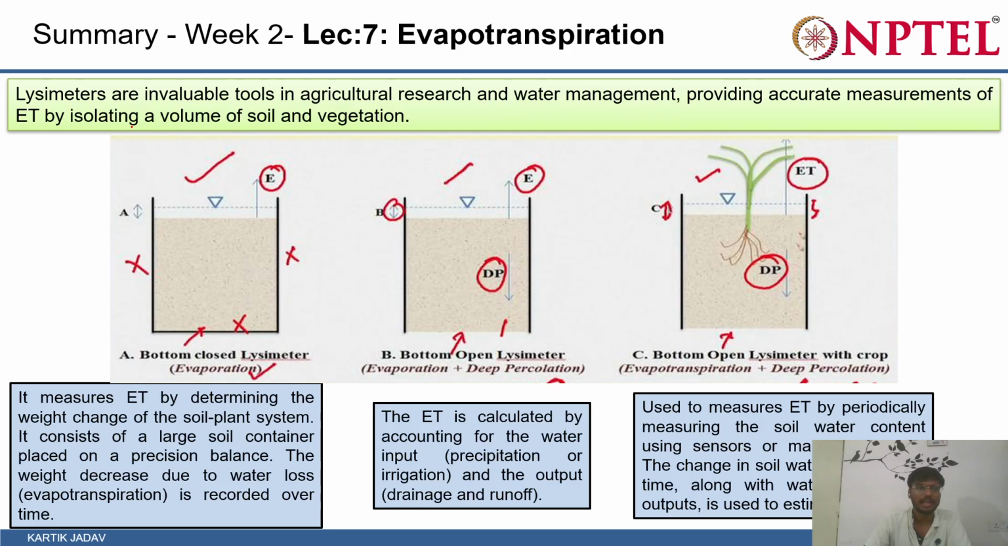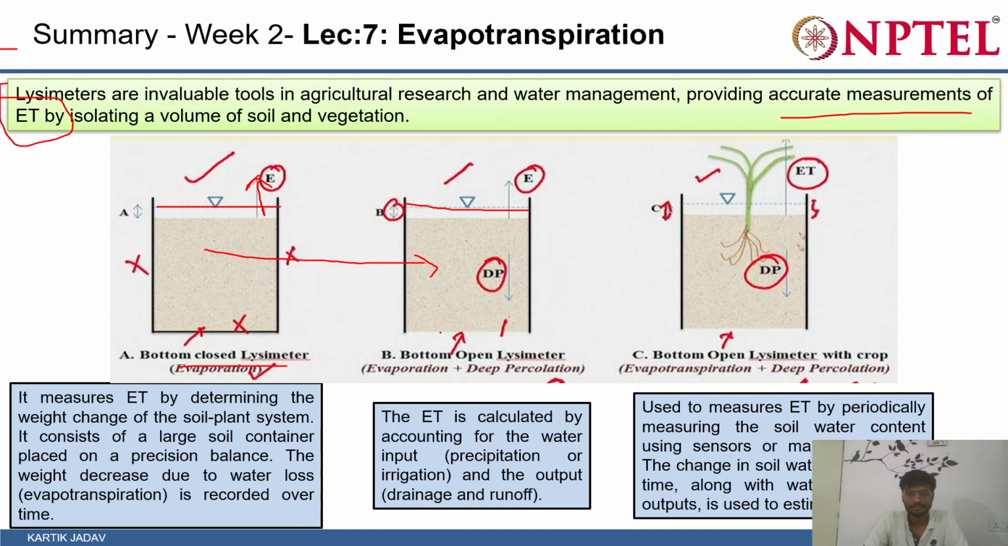And we have talked about lysimeter in detail. Lysimeters are tools in agriculture research and water management that provide accurate measurement of ET by isolating a volume of soil and vegetation. There are three types of lysimeter. First, bottom closed lysimeter, in which we are basically measuring evaporation. Then bottom open lysimeter without crop. So the first two are without crop. In this, we know the amount of water that we are ponding on this surface. So in the bottom closed case we are getting evaporation.